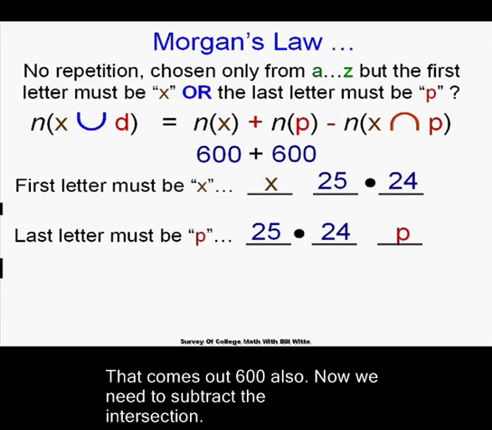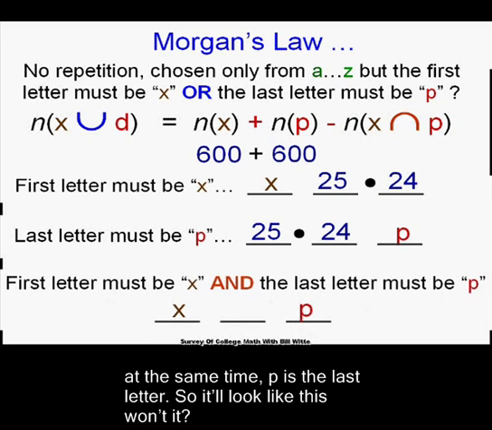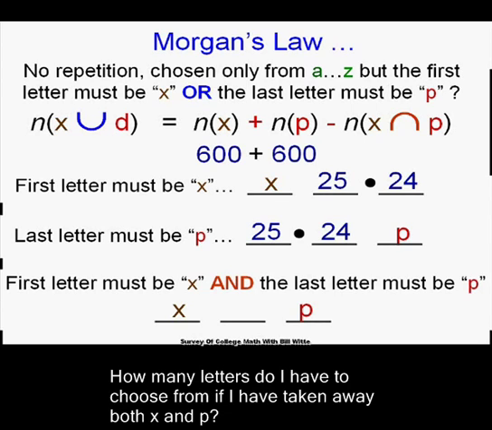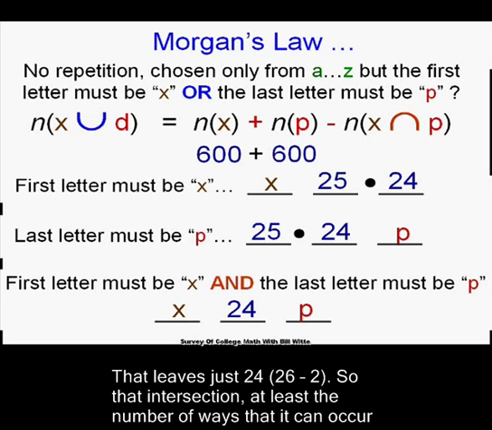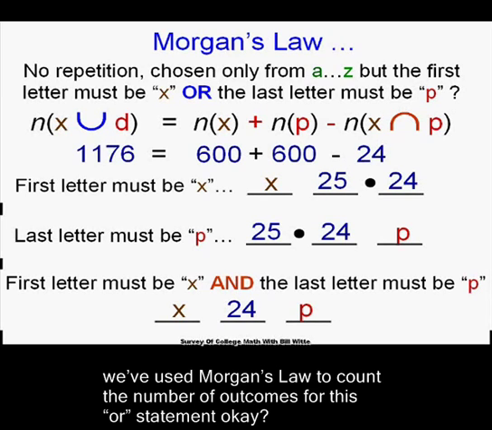Now we're going to subtract the intersection. What do you mean the intersection? The number of ways that X can be the first letter, and at the same time P is the last letter. How many letters do I have to choose from if I've taken away X and P? Just 24, 26 minus 2. So that intersection is 24 ways. And if we add 600, 600, and subtract 24, we've used De Morgan's Law to count this OR statement.